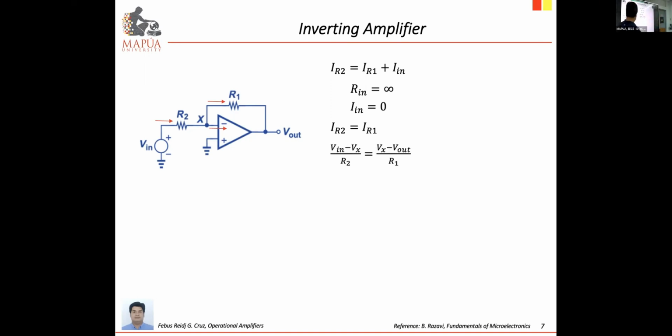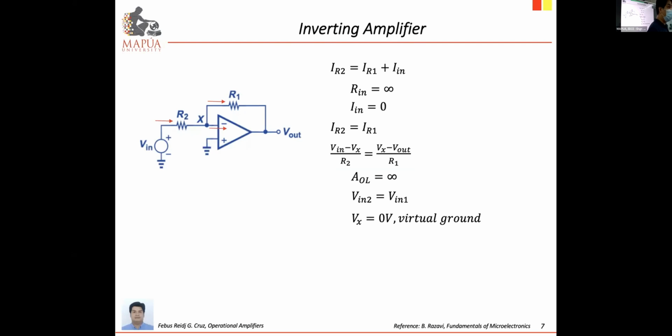All right? So anyway, at this point, just using the variable x, you can write it as V in minus Vx over R2 equal to, for the current along R1, that is Vx minus V out over R1. And with infinite gain, it means that the voltage at the positive equals voltage at the negative. And therefore, with voltage at the positive equal to 0, the voltage at this node will also be 0. Or that is what we call the virtual ground node.